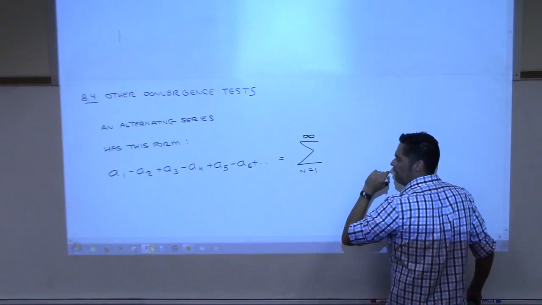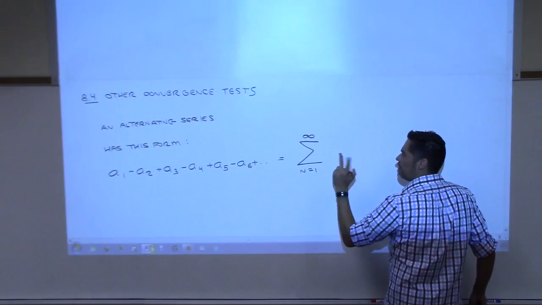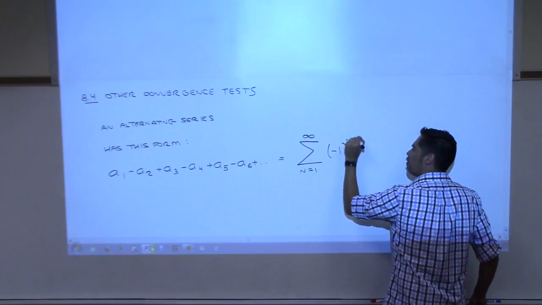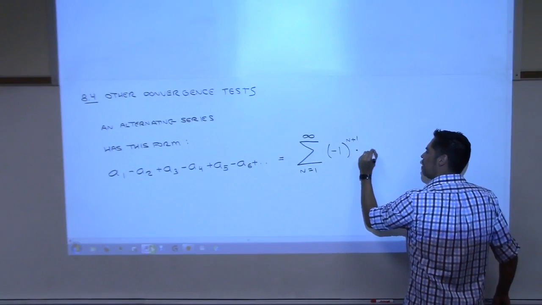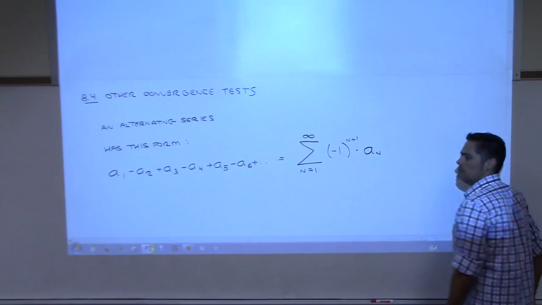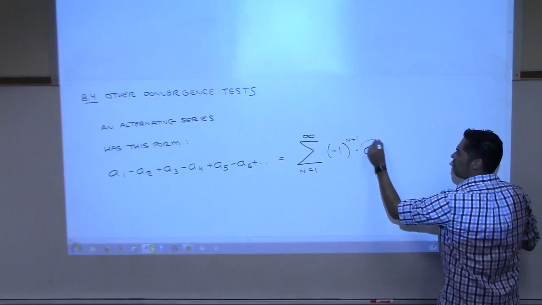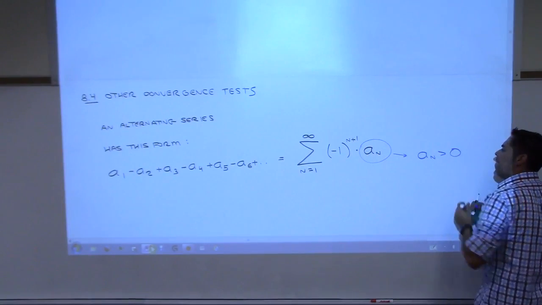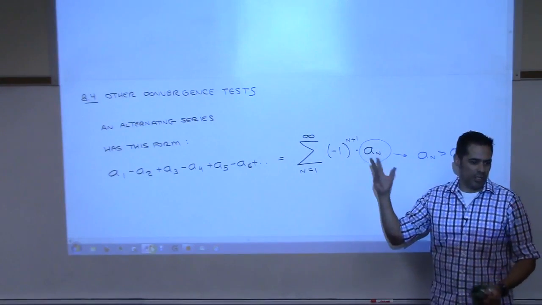How do I start with a positive? If I want things to switch back and forth, negative 1 to the here n plus 1 would give me starting with positive, and then times a sub n. So keep in mind here that this a sub n piece right here is like your sequence, right? That part is always positive, and it's just the sign in front of it keeps changing.